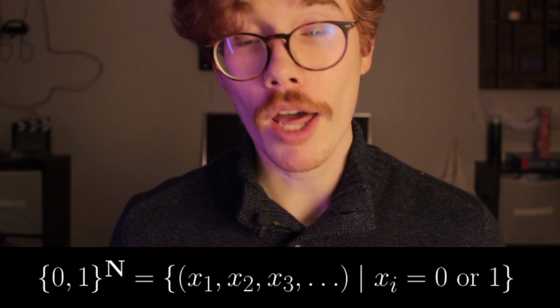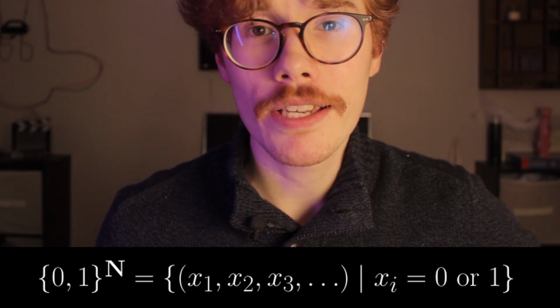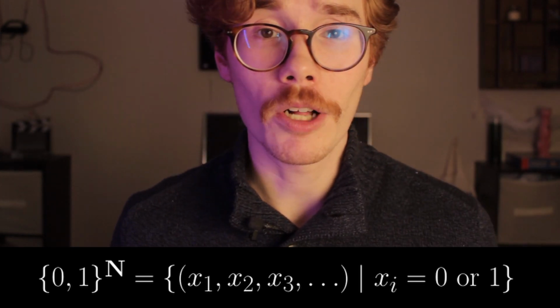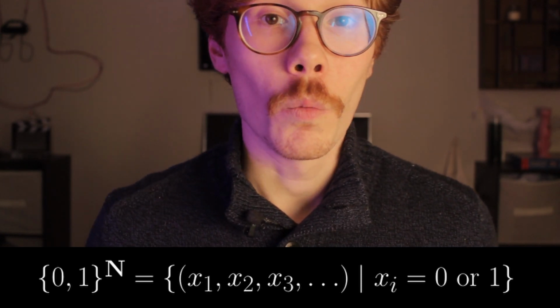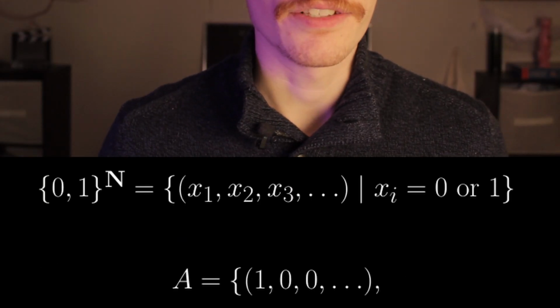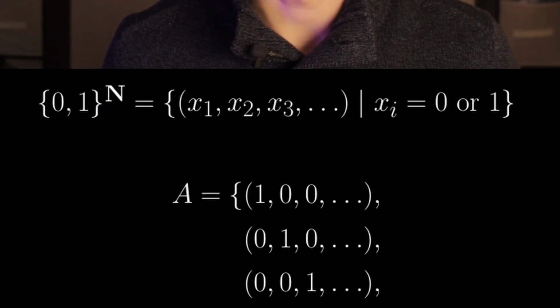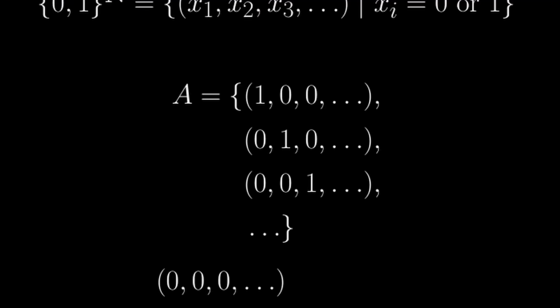But if you put the product topology on this set, then you won't get the discrete topology. And all you have to do to see this is cook up a single set which isn't open or closed. Because in the discrete topology, every set is open and closed. Here's a candidate. The set {(1, 0, 0, 0, ...), (0, 1, 0, 0, ...), (0, 0, 1, 0, ...), and so on} is not closed. It's not closed because the element (0, 0, 0, 0, ...) is a limit point of this set, and it's a limit point which isn't included in the set itself.